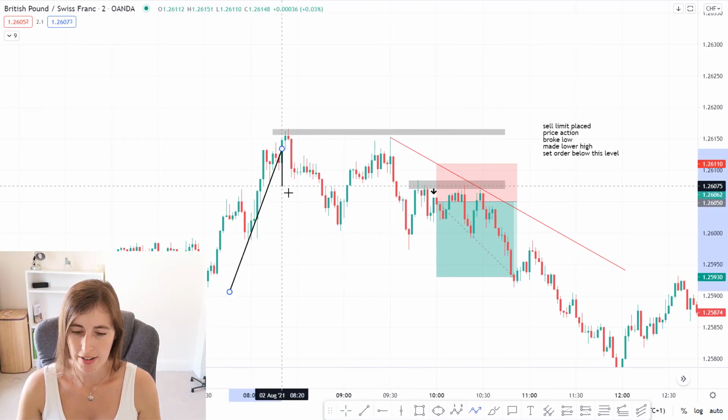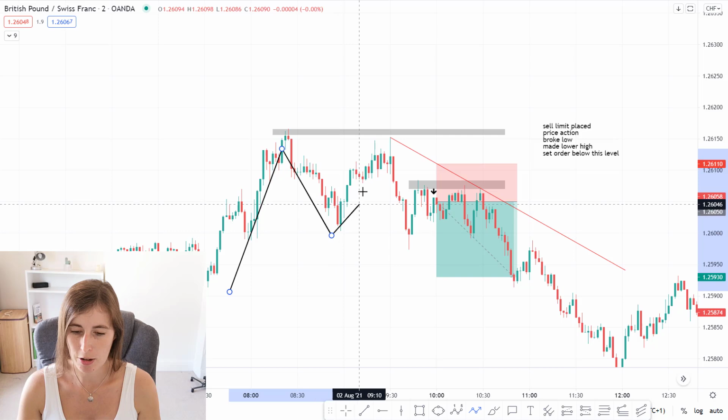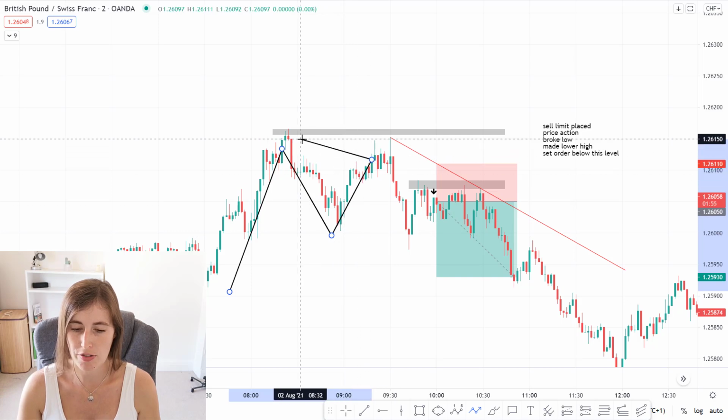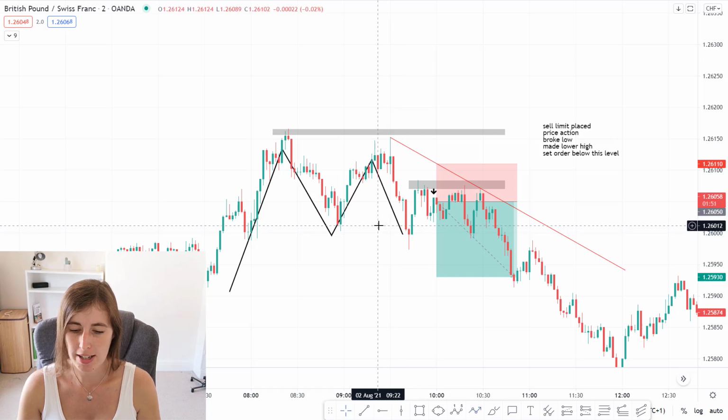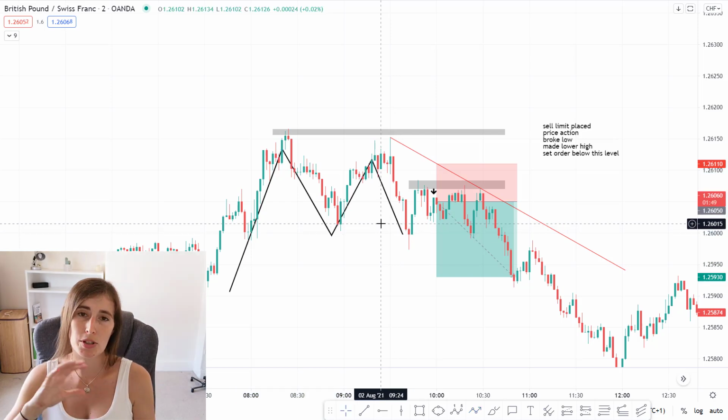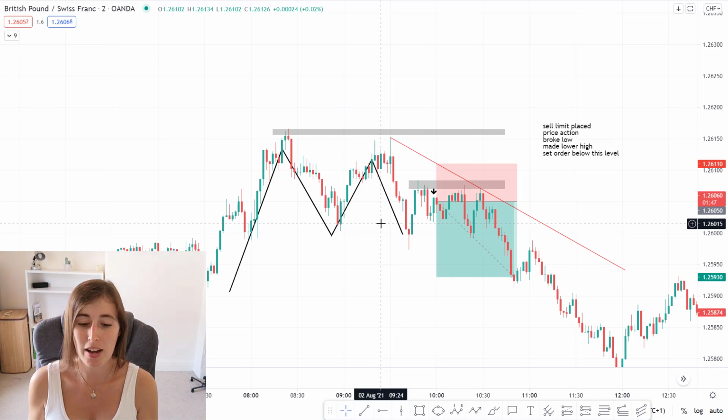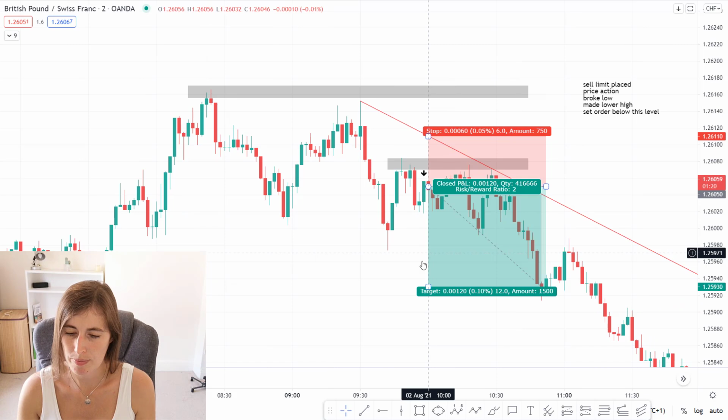So price had pulled back, it then dropped down a little bit and tried to break the previous high of that pullback but failed. And when it dropped down here, it did break the previous low. So we're starting to see a shift in market behavior, starting to see the bearish pressure starting to come in.